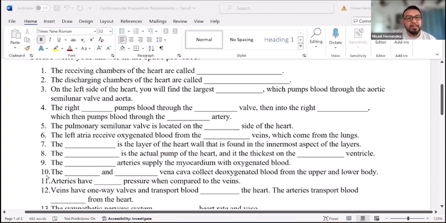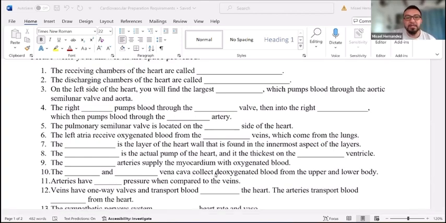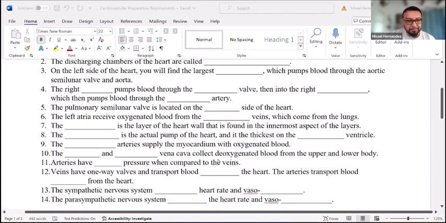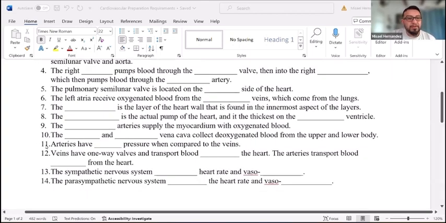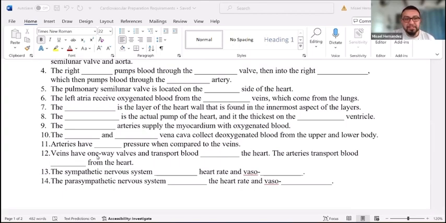Number 10, the blank and blank vena cava collect the oxygenated blood from the upper and lower parts of the body. Number 11, arteries have blank pressure when compared to veins. Veins have one-way valves and transport blank to the heart. The arteries transport blood blank from the heart. So we're talking about directions here.